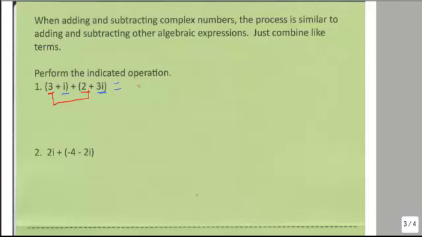So 3 plus 2 gives you 5, and then i plus 3i gives you 4i. So 5 plus 4i is this operation. Now you must be careful when subtracting. When you subtract, you will have to distribute your negative as you go, so be careful.